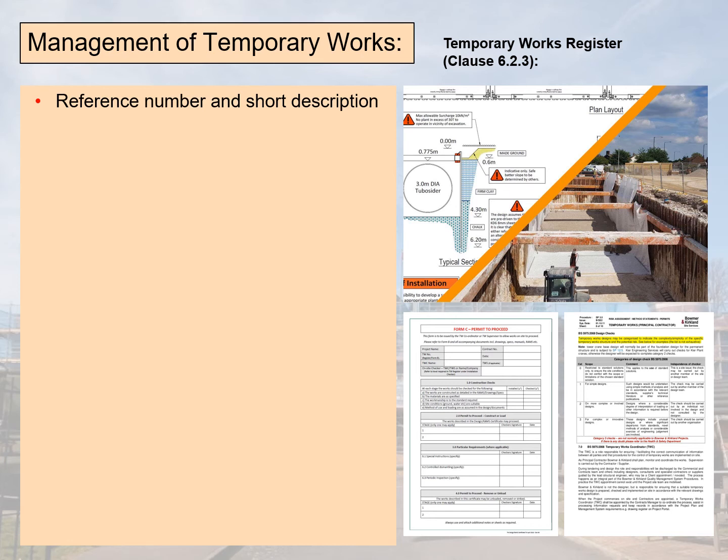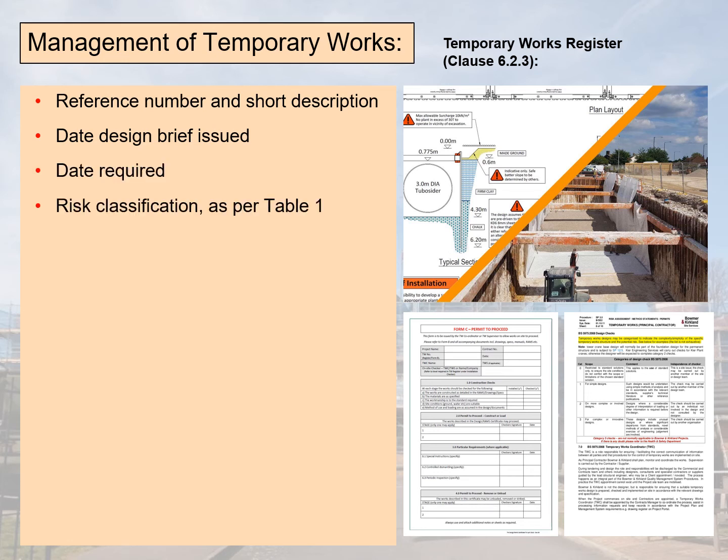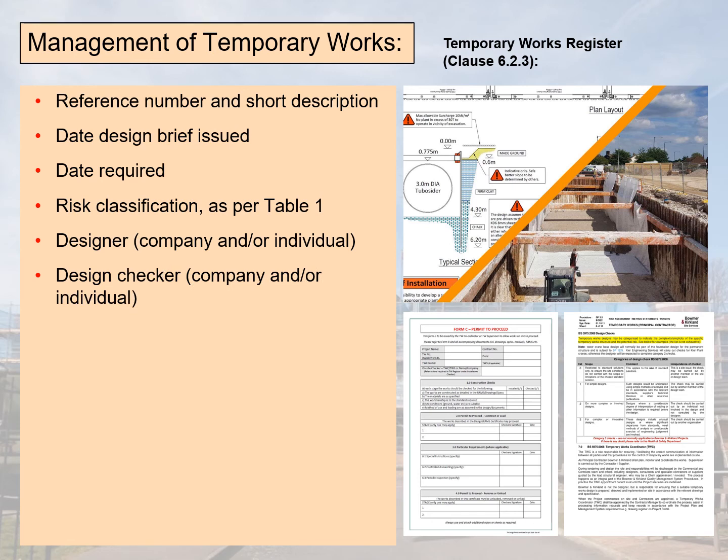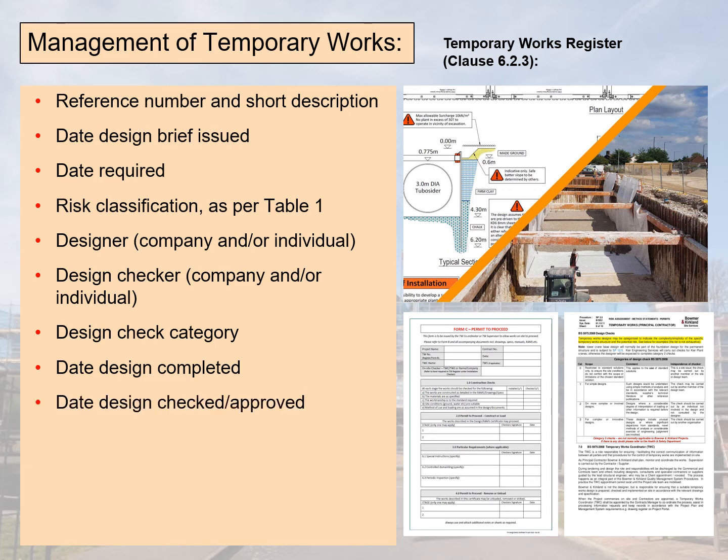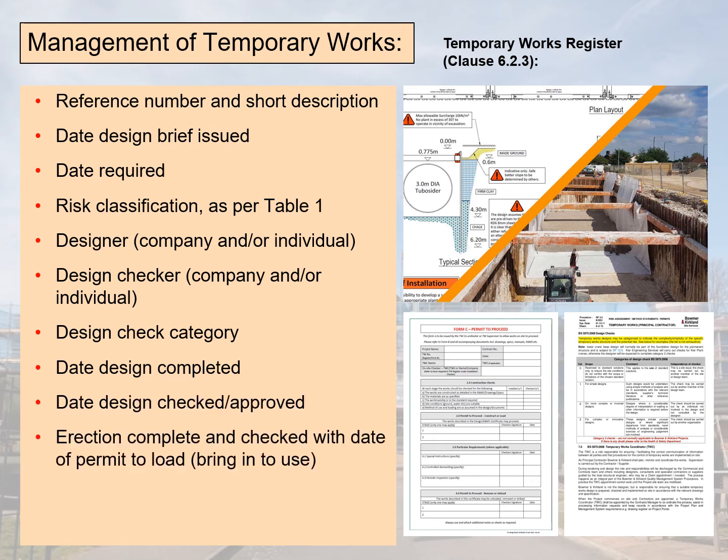The register reference number and short description of the works being conducted. The design brief issued and its date. The date required. The risk classification from Table 1. The design company and which individual has authorised the design. The design checker's company and which individual within that organisation has checked the design. The design check category. The design date completed. The design date checked and approved.